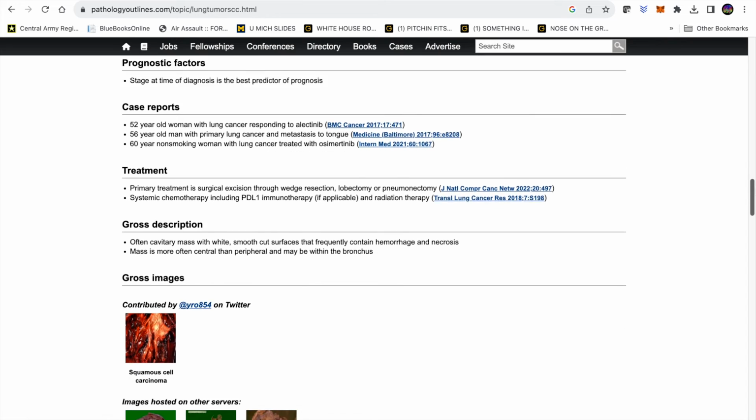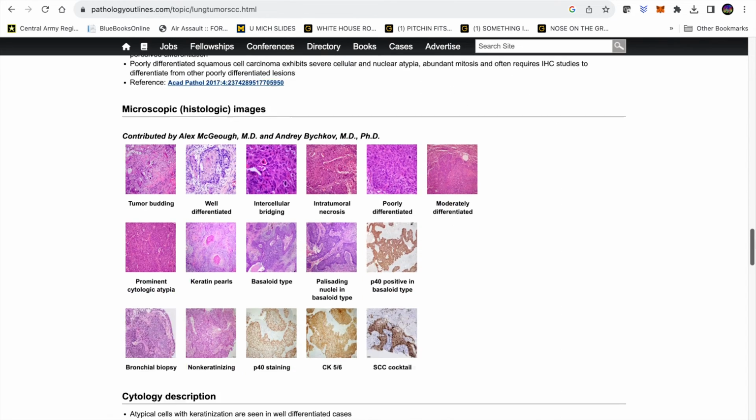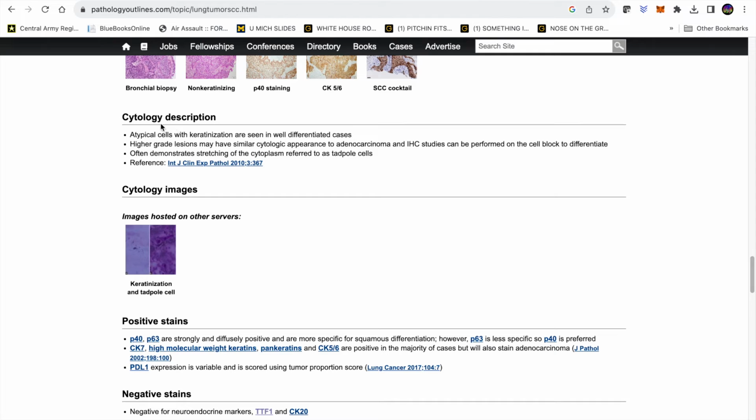All right, so moving on, I just wanted to briefly touch on the cytological description, as I am on cytology this month. So cytologically, what are we going to see in a squamous cell carcinoma? Well, we can see atypical cells with keratinization seen in well-differentiated cases, and higher grade lesions may have similar cytologic appearance to adenocarcinoma, of course, which IHC studies are going to help us to differentiate on the cell block. And on cytology, it often demonstrates stretching of the cytoplasm, referred to as tadpole cells.